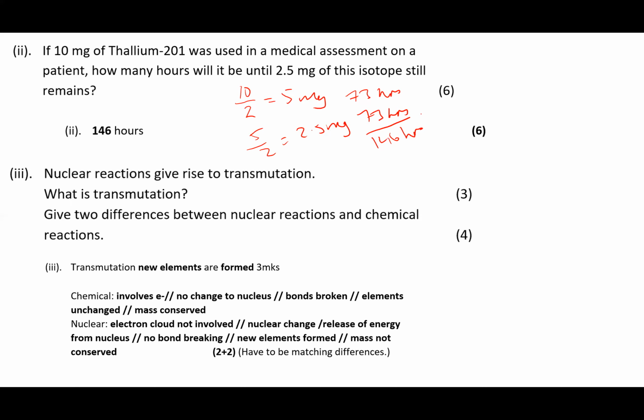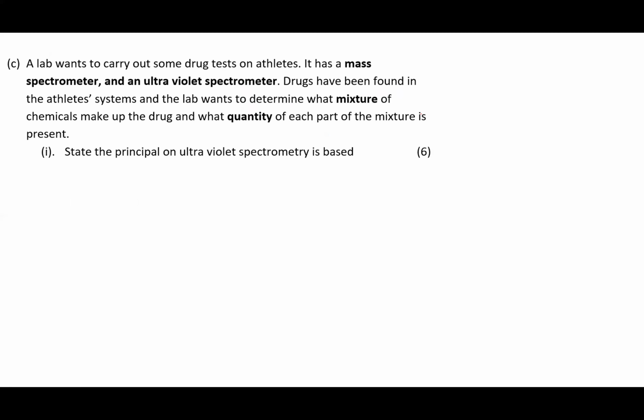Chemical is bonds broken, in nuclear there's no bond breaking. In nuclear the elements are unchanged, in chemical, new elements are not formed. Actually, in nuclear new elements are formed. And mass is conserved in chemical, and mass is not conserved in nuclear. Okay. So there you go. There's how you get your 7 marks there. And on to part C.